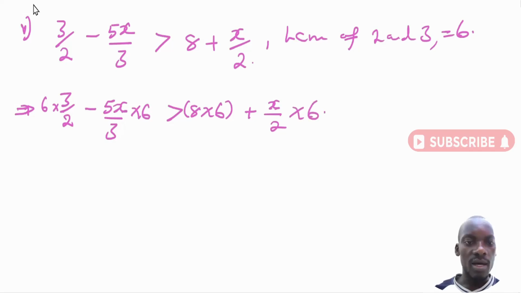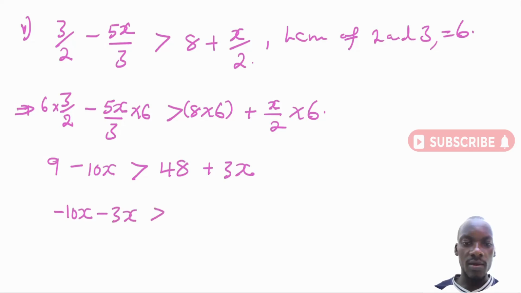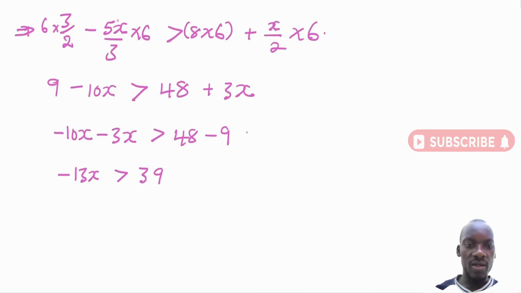So by 3, we have 3 multiplied by 3 to give us 9. Then minus, by 3 once, by 3 2, then multiplied by this gives us 10x is greater than 8 multiplied by 6. We have it as 48. Then plus, by 2 1, so we have 3x here. We can collect like terms. In here we are going to remain with negative 10x minus 3x is greater than 48 minus 9. So on the left hand side we have negative 13x is greater than 39. As we simplify, we are going to divide through by negative 13. That means we are going to have the negative 13x.